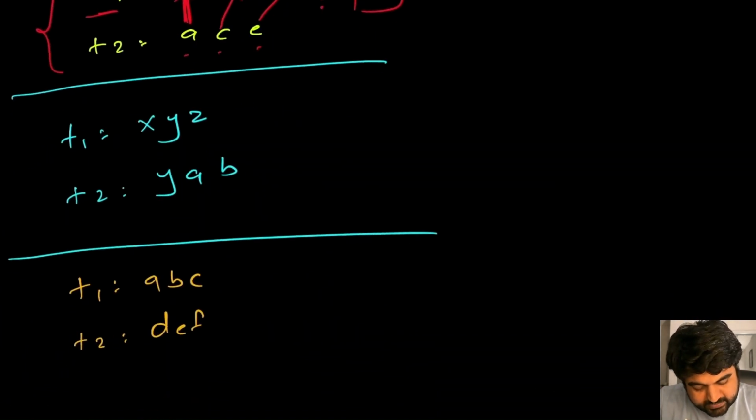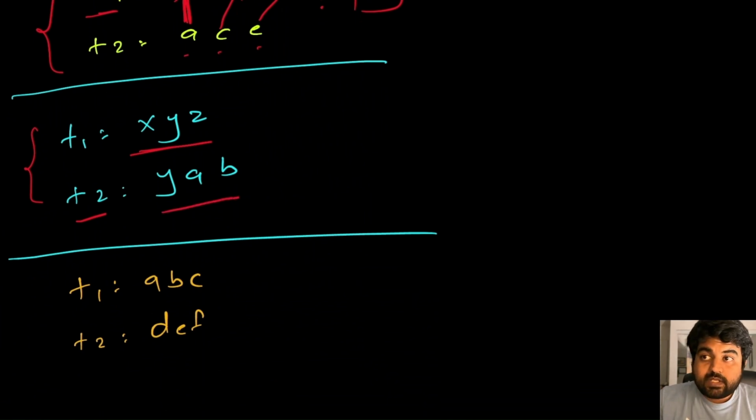Let's understand it with one more example. Here the characters we have are x, y, z, and the characters for text2 are y, a, b. We can only find one character that is common between both of them and follows the relative order, and that is this y. Apart from that, we don't see anything common. So the longest common subsequence consists of only one character, and we need to return 1 as the answer.